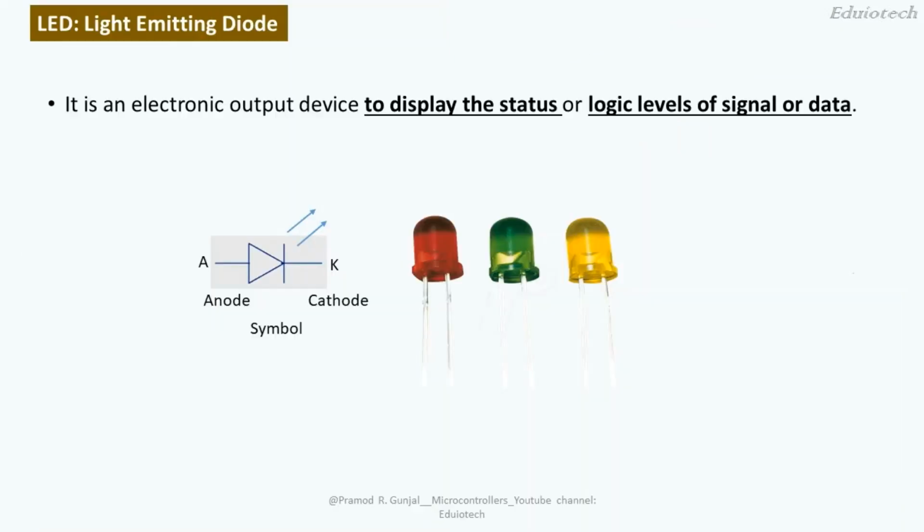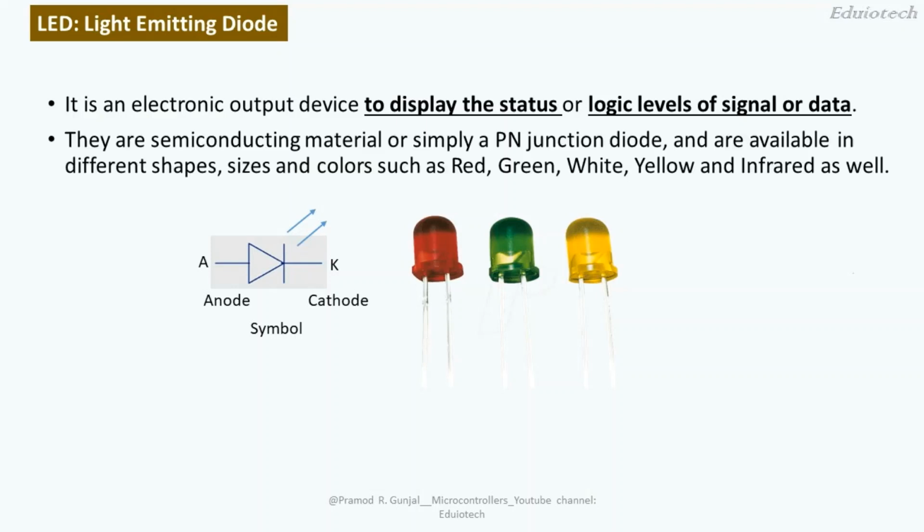Let us discuss the LED. It is an electronic output device used to display the status or logic levels of the signals or data. They are semiconducting material or simply a PN junction diode, and they are available in different shapes, sizes and colors such as red, green, white, yellow and infrared as well.